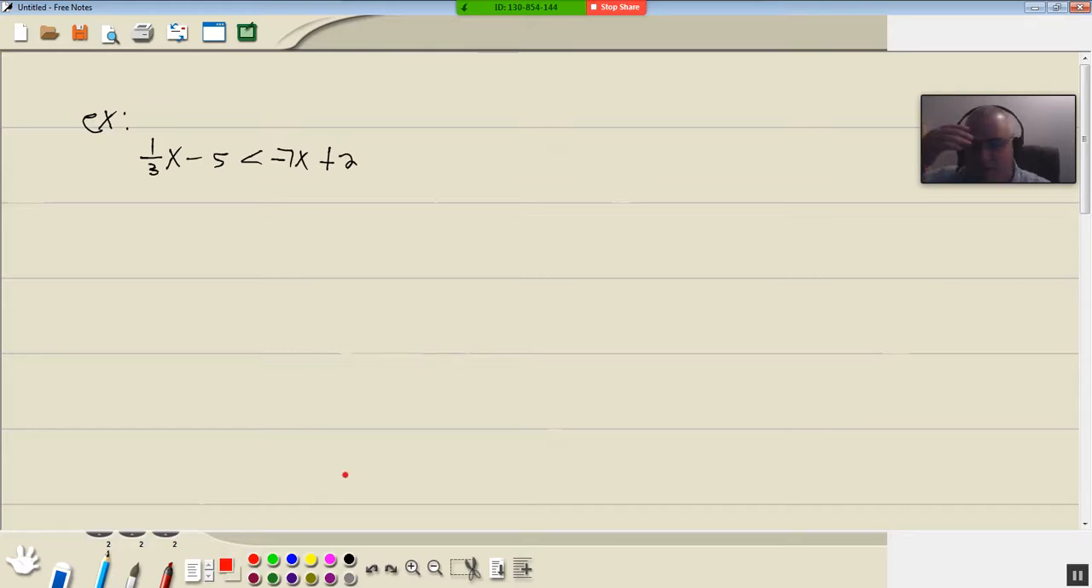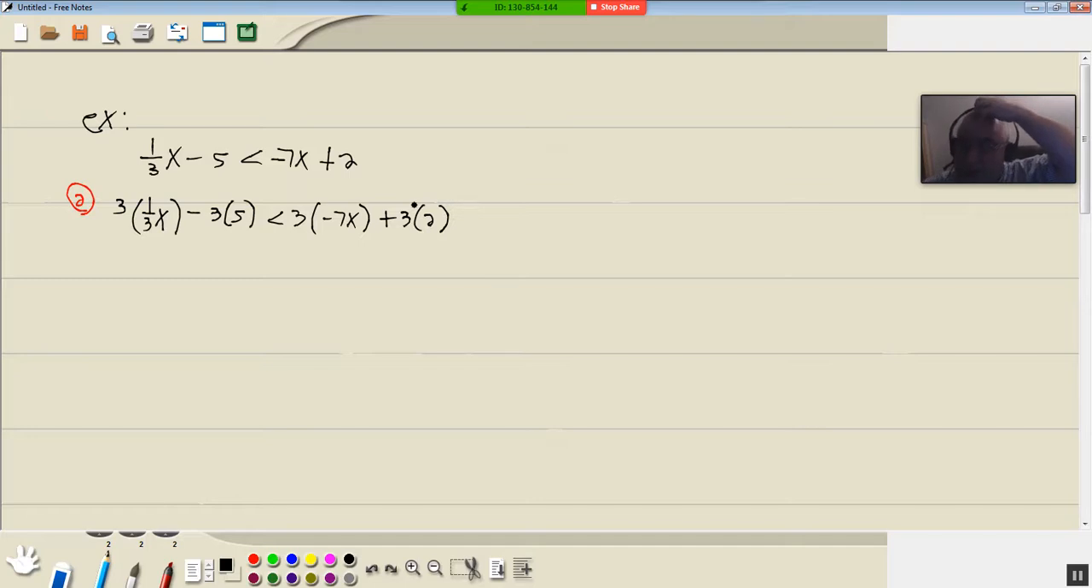Step 1, get rid of parentheses. Don't have any. Step 2, get rid of fractions. Multiply everything by the LCM of all your denominators. We only have one denominator, so that's going to be our LCM. So we're going to multiply 3 times 1/3 x, and here's a minus, so we'll have 3 times 5. Here's the inequality symbol, so we got 3 times negative 7x. Here's a plus, so we'll have 3 times 2. When figuring out what to multiply by, it's whatever is separated by pluses, minuses, or inequality symbols.